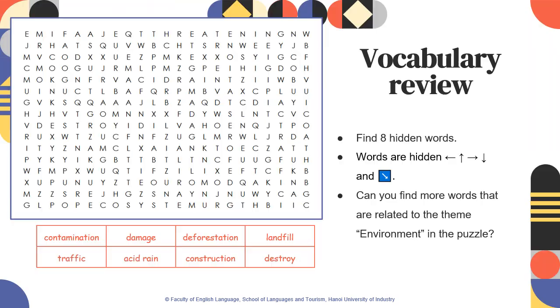Let's start with the first one. Vocabulary review. Find 8 hidden words in the puzzle. Words are hidden up, down, left, right, and diagonally. To amp up the game, can you find more words that are related to the theme environment in the puzzle? Pause the video to play this game. Then I will show you the answers.